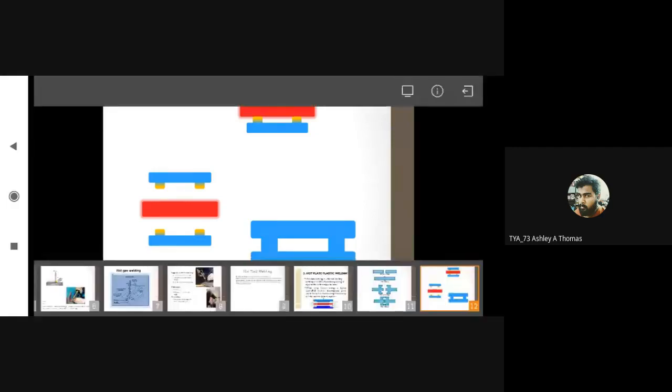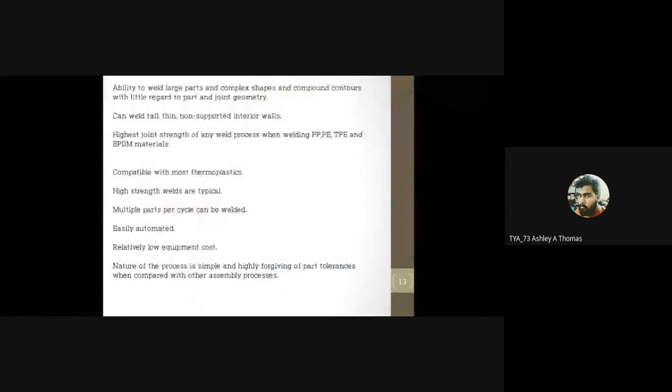Whatever two parts you want to join, you want to weld together, first make those parts separate. Hold those parts in two fixtures and keep some distance between them. Then keep one heated plate, a hot plate, in between the two parts. That heated plate will heat the surface of the material, and then they remove the plate and join the parts by forcing them together. It is very, very simple. So that was the hot tool or hot plate welding.